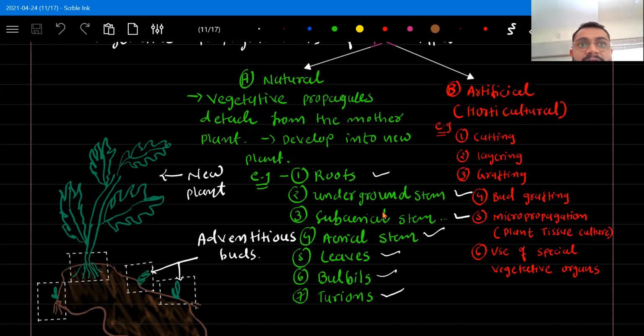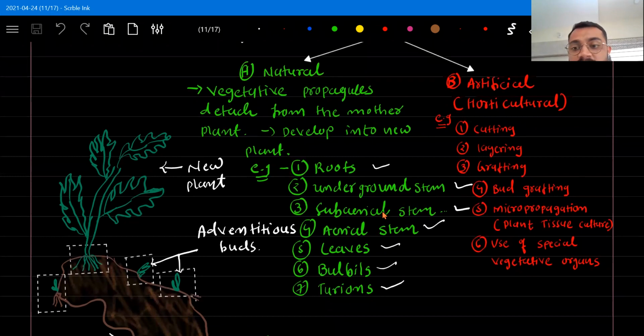The different techniques of natural vegetative propagation are: the first is through roots. With the help of the root you can perform this. Second is underground stem. Third is subaerial stem. Fourth is aerial stem. Fifth is leaves. Sixth is bulbil, and the seventh is turions. Now we'll see all of these one by one.